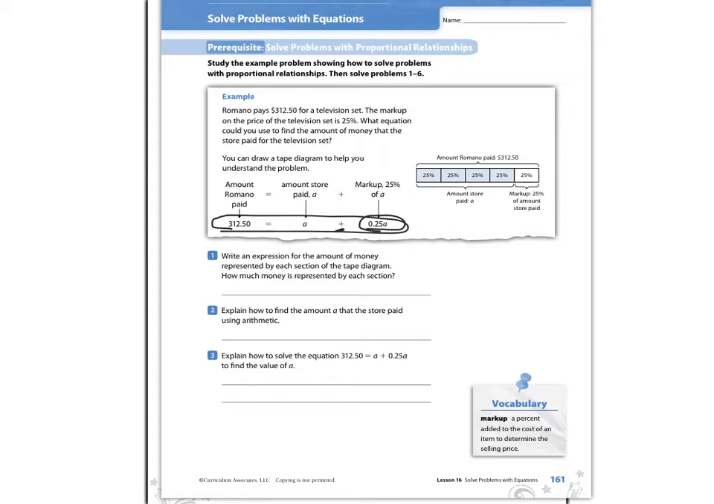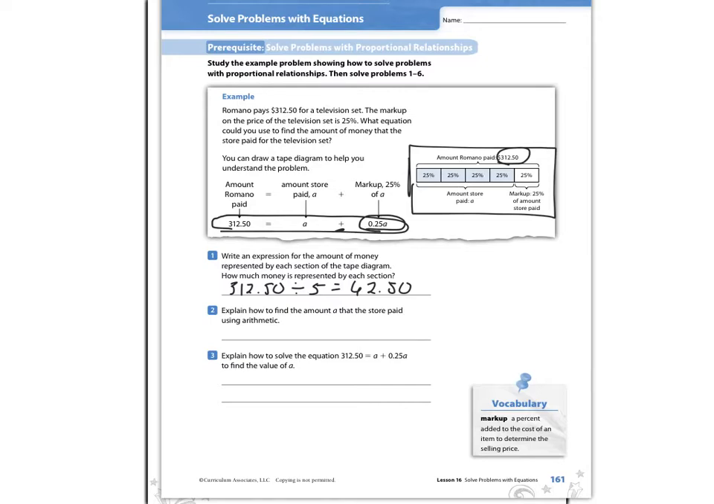Number one, write an expression for the amount of money represented by each section of the diagram, the tape diagram. This diagram represents the total price with the 25% markup. So, if the total amount paid is $312.50, to find each section, we would divide $312.50 by the 5 sections, simply to split it up. It comes out to equal $62.50. So each section represents $62.50.